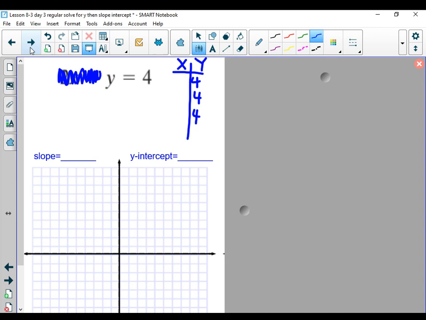Did you pick an x, Allie? What x? 1, she says. Taylor, do you have a different x? 2. Zach Boyd? 3. 1, 2, 3, right in a row. Walk 1, climb 4. Walk 2, climb 4. Walk 3, climb 4. The y-intercept is 4.